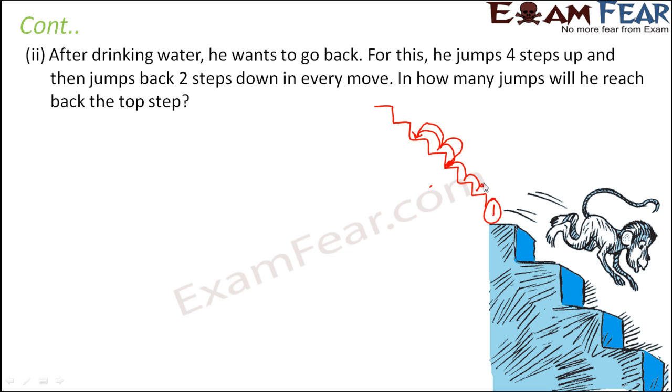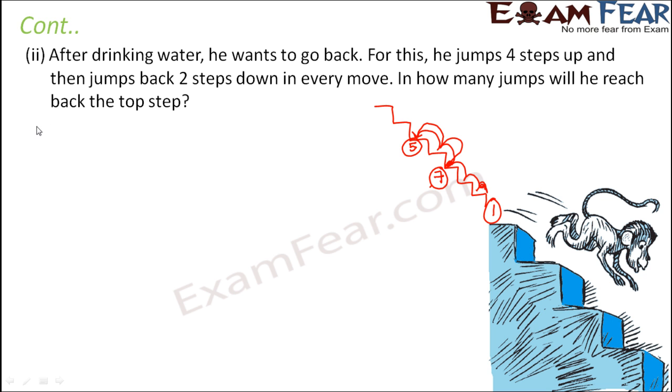So basically, if he was at the 9th step, he reaches step number 7 after 2 jumps, because in the first jump he reaches step number 5, but after the second jump, he comes back to step number 7. So as a result of 2 jumps, he reaches the 7th step. Again, as a result of 2 more jumps, he will reach the 5th step. So we will see what happens.